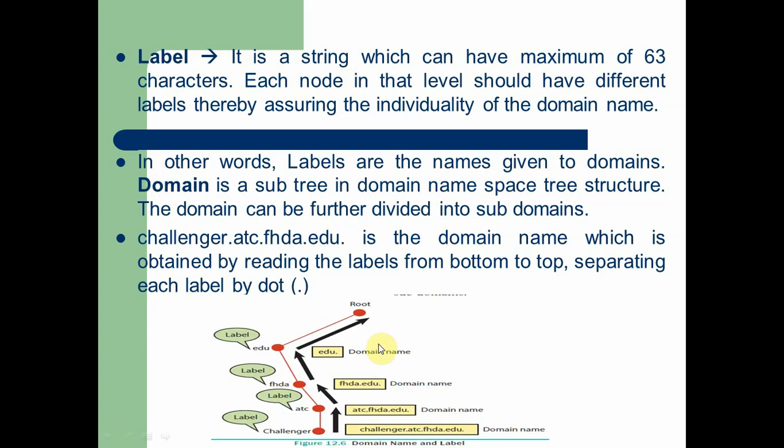So this level starts from 0. This 0 is always empty because it is the root. From 0 up to 127 we can extend our tree-structured domain namespace, but here we extended up to 4 levels. So this is a simple example for domain names and labels.